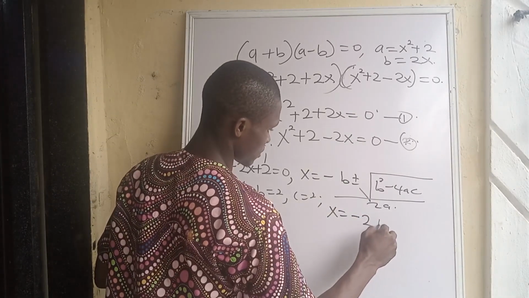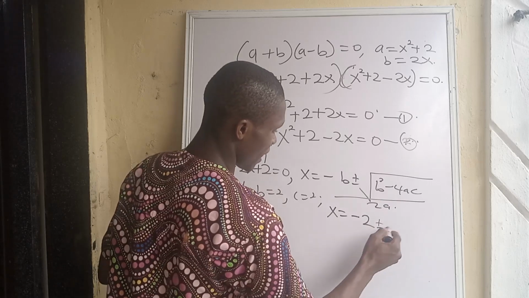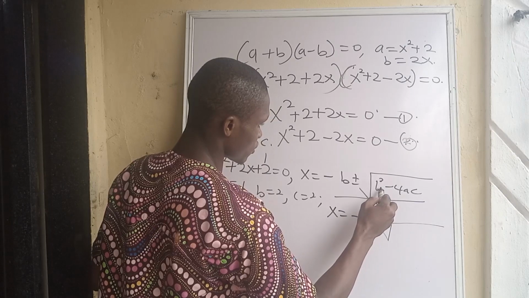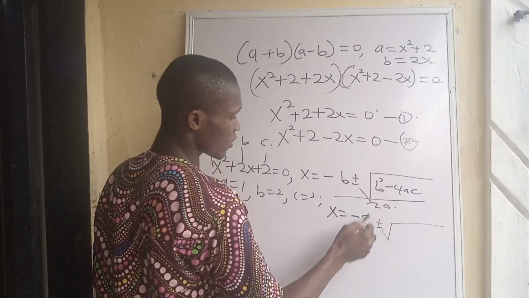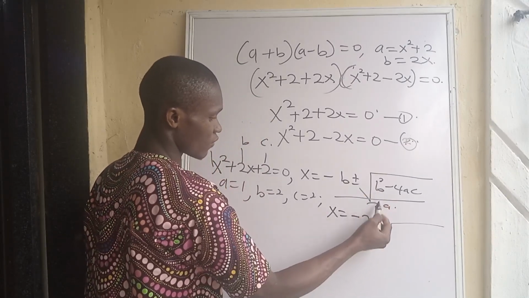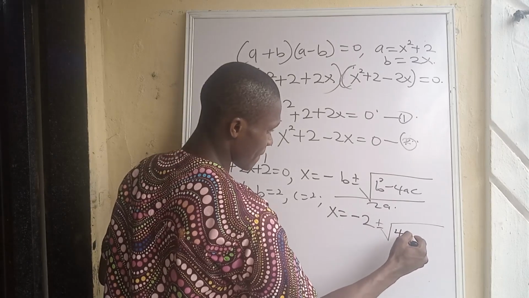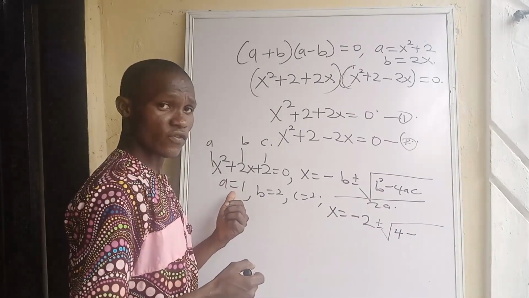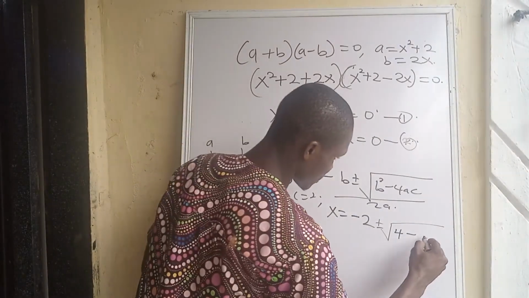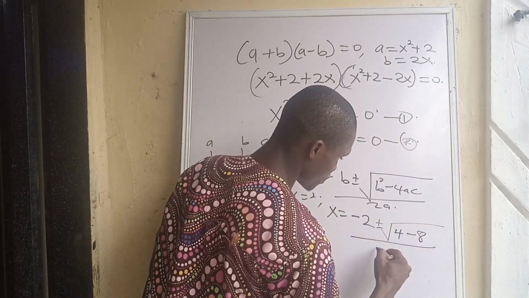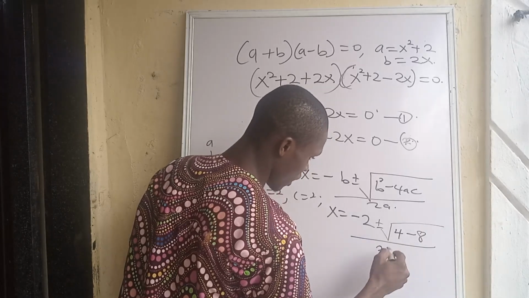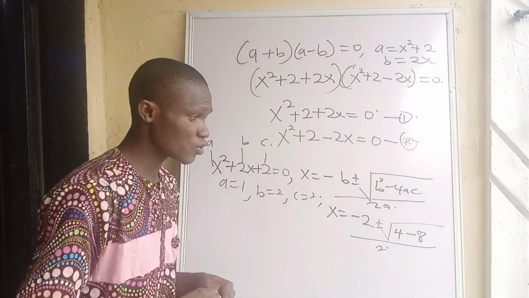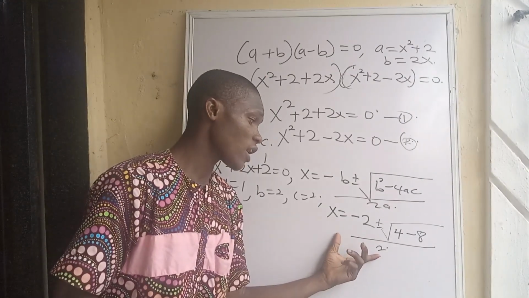plus or minus the square root. I know 2 to the power of 2 is 4, so we are putting 4 minus 4 times 1, which is going to give us 4 times 2, which is going to give us 8. We're having 8 here, all over 2 times what? 2 times 1, which will remain the same as 2. So this is our new form of x.